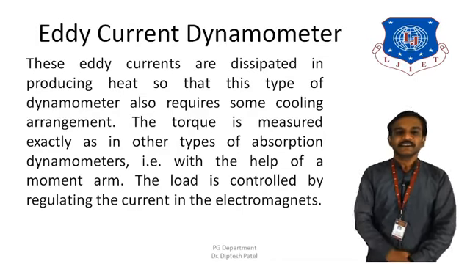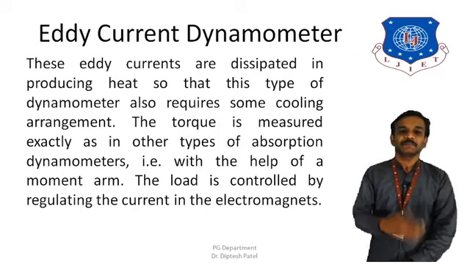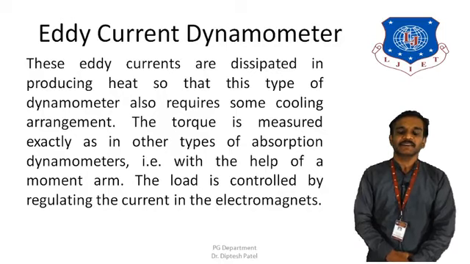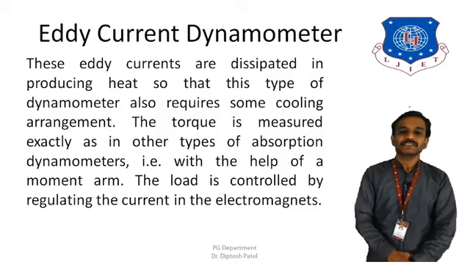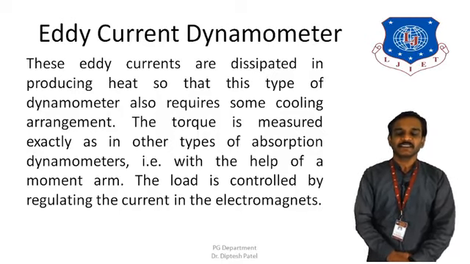As I said earlier, because of these eddy currents, heat is also generated, and that is dissipated with the help of an external cooling system, such as by supplying a continuous flow of water. The torque is measured with the help of a gauge that is normally provided with eddy current dynamometers, and the working principle is pretty much the same as the others that we have seen in the previous session on absorption dynamometers.